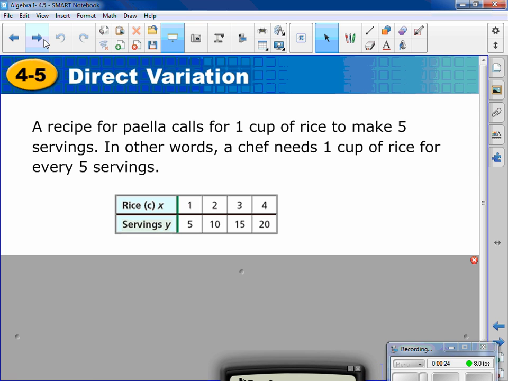A recipe for paella calls for 1 cup of rice to make 5 servings. In other words, a chef needs 1 cup of rice for every 5 servings. Direct variation. Direct means it goes 1 and 1. Variation, it's how it changes. So here, for 1 cup of rice, it makes 5 servings. 2 makes 10, 3, 15, 4 is 20.